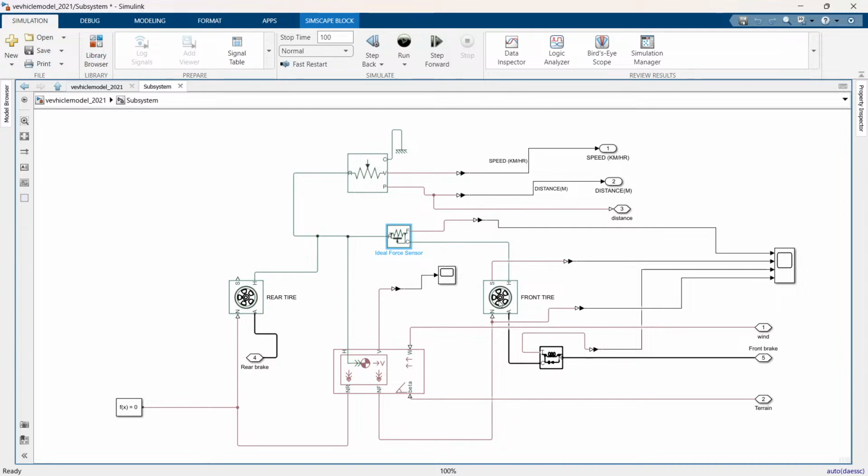So next we will see the ideal torque sensor. What is this ideal torque sensor? Basically, the ideal torque sensor is a device that measures the torque in a mechanical system and converts it into an electrical signal. It is called ideal because it does not depend on factors like inertia, friction and also delays. So what are the ports of the ideal sensor here? We have 3 ports: port R, port C and also port T.